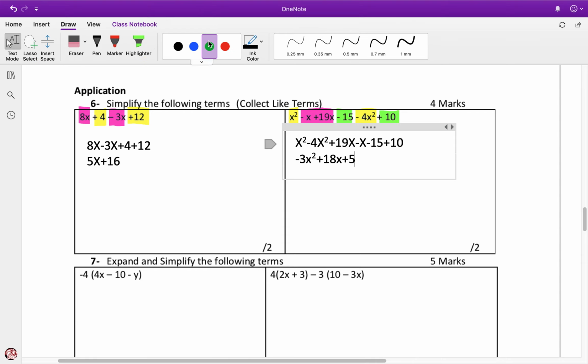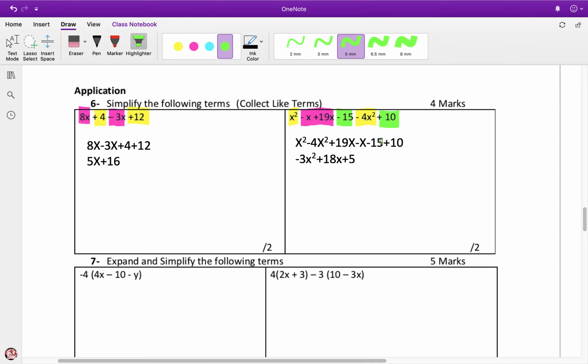So if I go back to my highlighting, these two combine to make this number. These two here combine to make this number. And we're combining these two terms here to make this number.